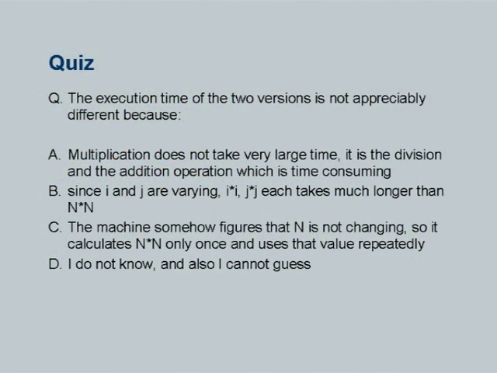So let us have answers to this quiz. Think for a minute. The question I will repeat. The execution time of the two versions is not different appreciably because of any one of the following reasons. You have to point out what is the right reason. The first reason says that multiplication is not costly. The second one says, since I and J are varying, the multiplication of varying numbers takes longer. The third one says that what we were trying to do, the machine had done even with the earlier version. And the fourth one, of course, admits that I do not know and I cannot guess.